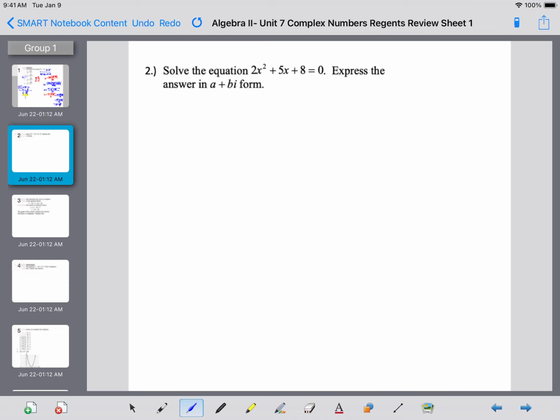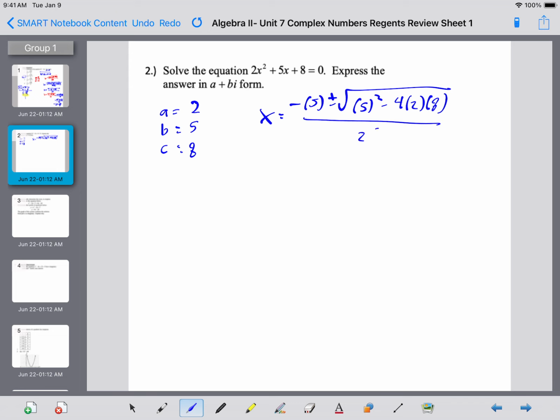We're basically going to do the same thing here. It already equals 0, so just list out your a, your b, and your c. Plug into the quadratic formula. Simplify what you can. 5 squared minus 4 times 2 times 8, negative 39.